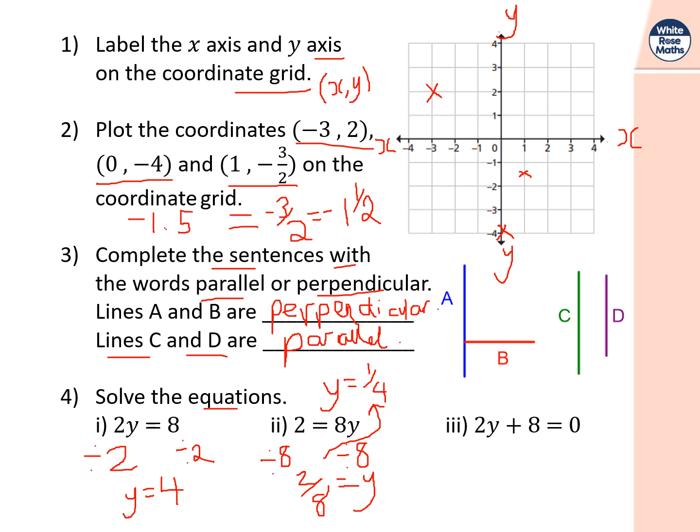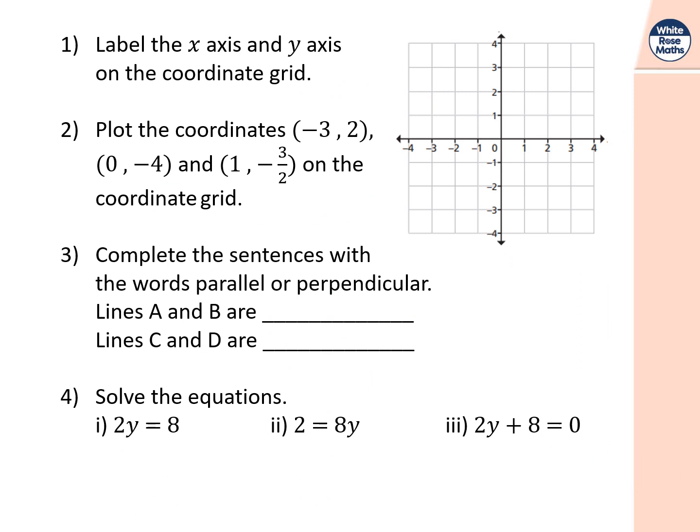Part iii, solve 2y plus 8 equals 0. If I subtract 8 on both sides, I'm doing the inverse operation to isolate and get y by itself. So I get 2y is equal to -8. Dividing both sides by 2, because 2y means 2 times y. The opposite of multiplying is dividing. So y is equal to -8 divided by 2, which is -4. That's my answer for part iii.